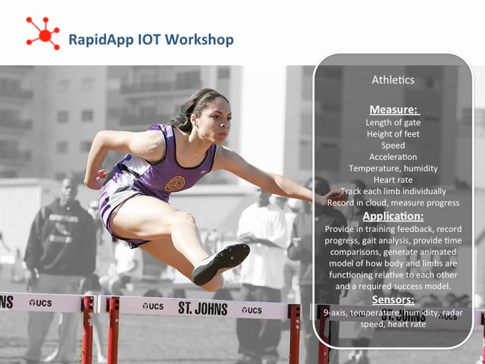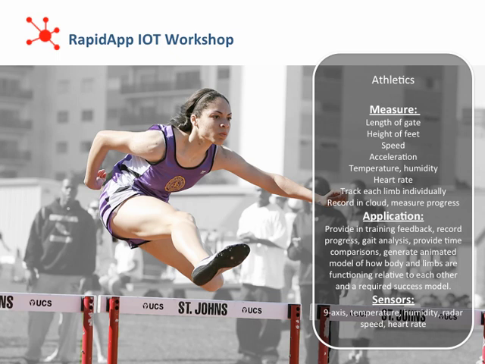So let's look at measurements. Typically, you could look at the length of the gait the person is running at, the height of their feet if they are running hurdles, the speed at which they're running, the acceleration from a specific point to another point, the temperature of their body, the humidity of the environment in which they're training. One can monitor their heart rates, track each limb individually, as I've already said, and all of this information can be recorded in the cloud, and their progress can be measured over time to see if they are actually improving or whether they are mastering a specific technique in their training.